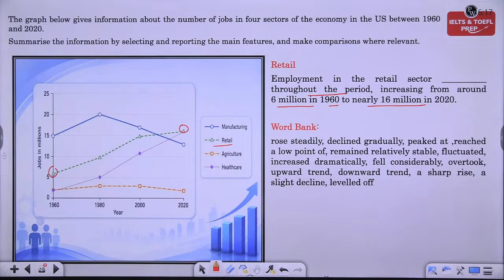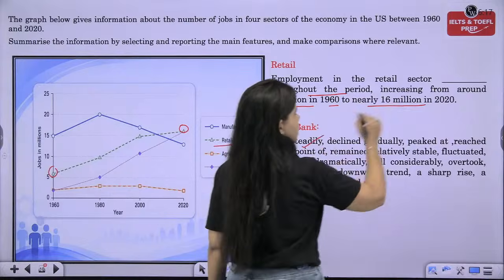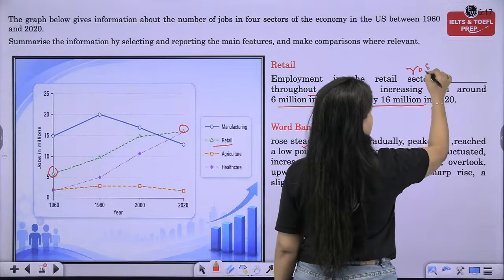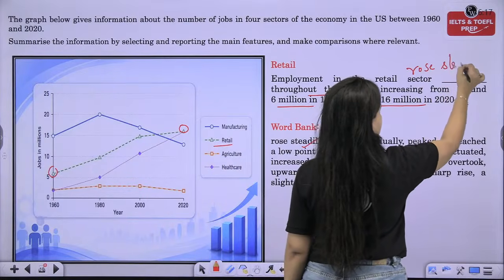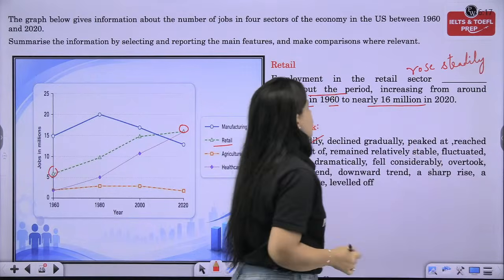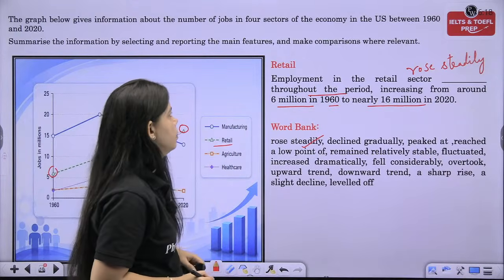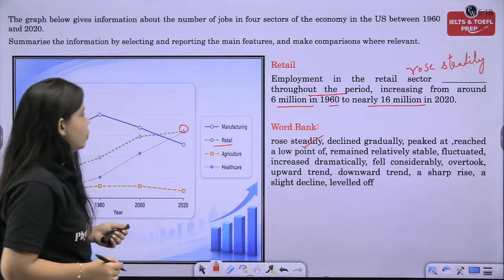What's happening throughout the period in this sector, guys? The retail sector. Well, employment in the retail sector rose steadily throughout the period, increasing from 6 million to 16 million. Right? That is about retail.